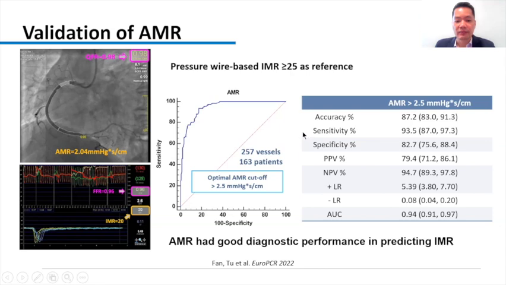In this validation paper in 2057 vessels presented at EuroPCR, Dr. Fan shows that using IMR as a reference standard, the AMR has a diagnostic accuracy of 87.2%.